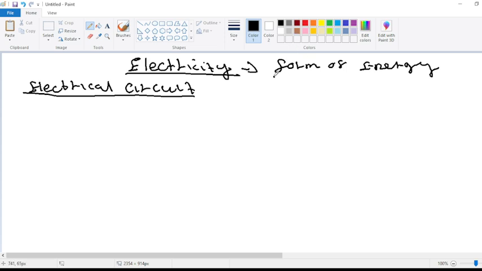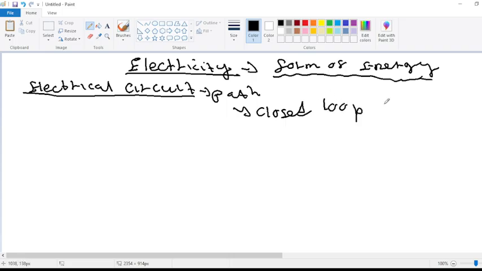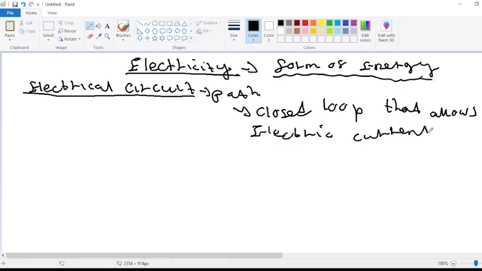So it's just a form of energy that powers electrical devices and machines, there are a lot. When you talk about the electrical circuit, it's nothing but the path in which the electric current flows. Others will define this as a closed loop. So they can define an electrical circuit as the closed loop that allows electric current to flow.